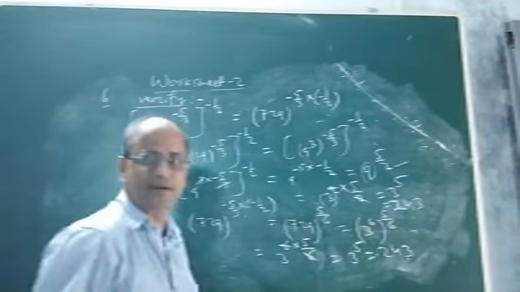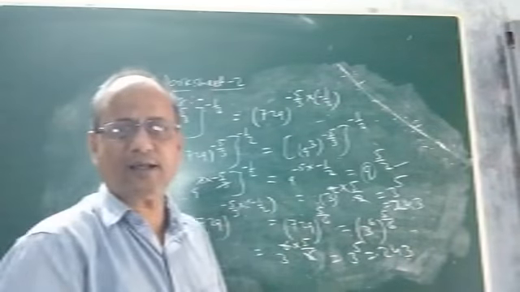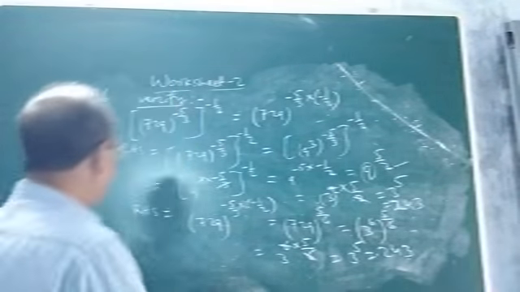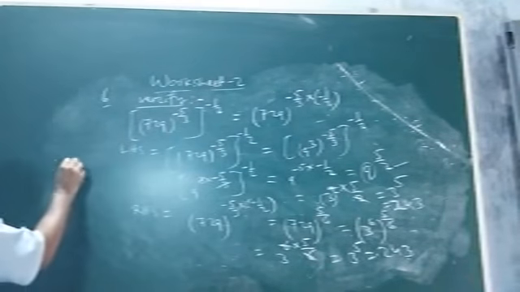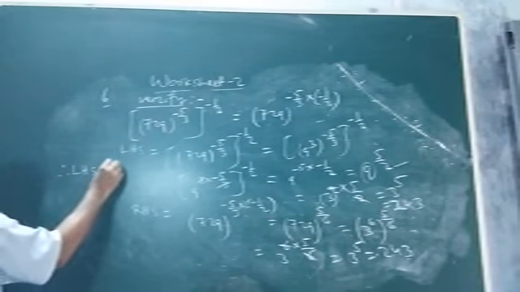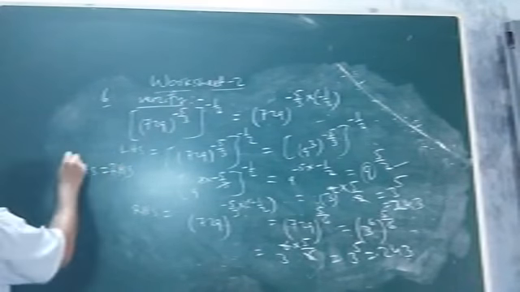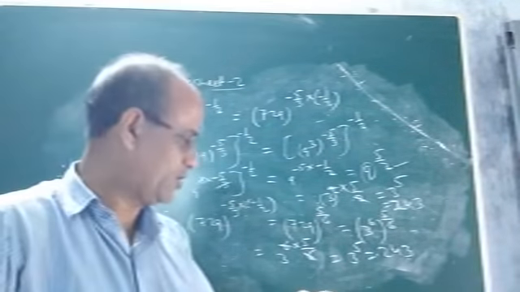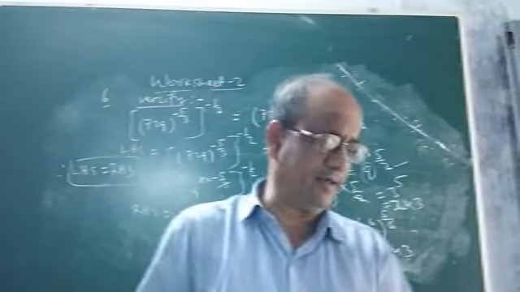So what did you see, children? By breaking both LHS and RHS we got the same value, that is 243. Therefore we conclude that yes, LHS equals RHS. Okay. So in this way you will do number 6. Let us do number 7.